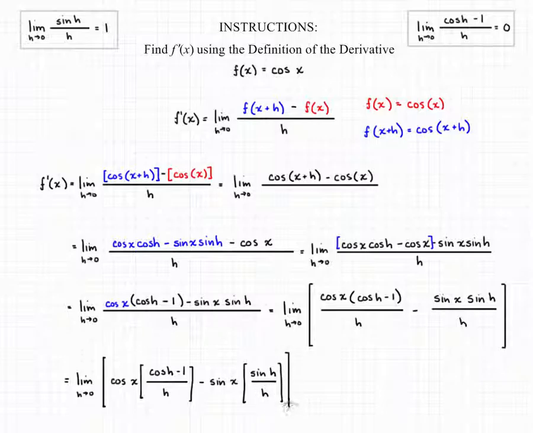And now, using the limit rules that we have listed at the top of the problem, we know what happens to a couple of the pieces of these terms as the limit of h approaches 0. So this becomes the cosine of x times 0 minus the sine of x times 1. And if we clean that up, we have our final answer, which is that the derivative of cosine of x is negative sine of x.